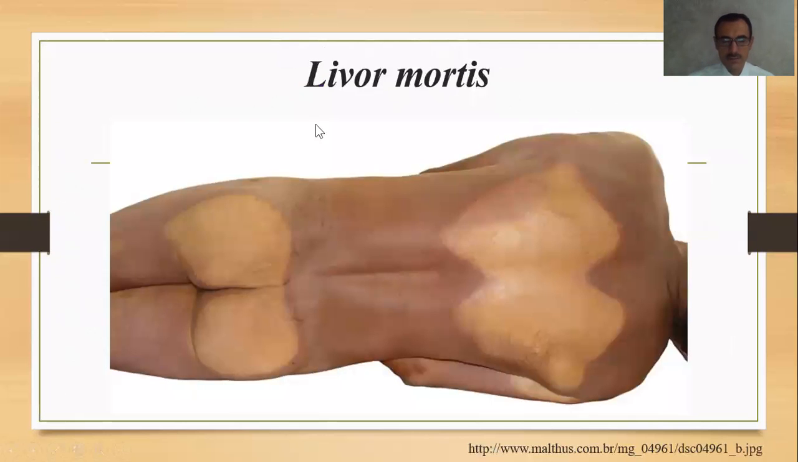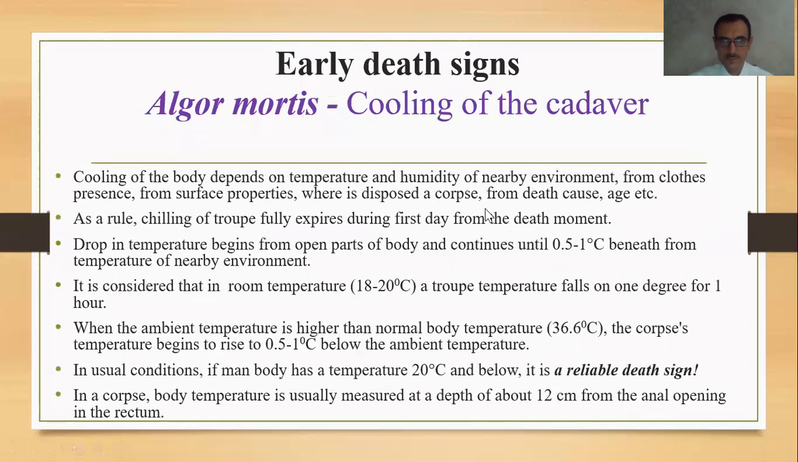Here is the figure of the livor mortis in the gluteal area on the back of the corpse. The second early death sign is algor mortis, or the cooling of the cadaver. Cooling of the body depends on the temperature and humidity of the nearby environment, on surface properties where the corpse is placed, on the death cause, age, and etc.